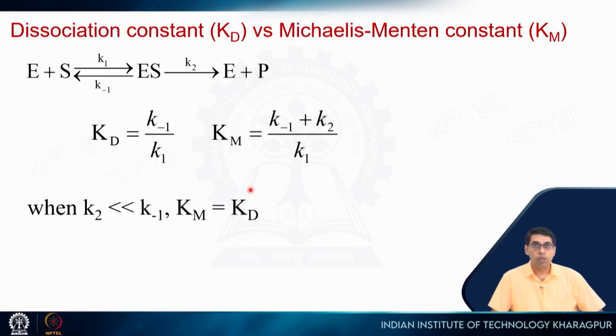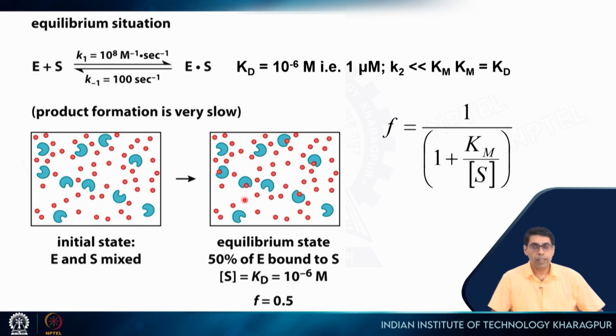So if I go back here, the equilibrium is set up in these steps. This is much faster because both these rates are much faster than this. So a rapid equilibrium is set up where 50% of the enzyme is bound to the substrate and 50% is free, and then this reaction happens very slowly from the bound state. So at any given point of time, we will get 50% saturation. And remember, this is only when the substrate concentration equals the Kd or the Km value.